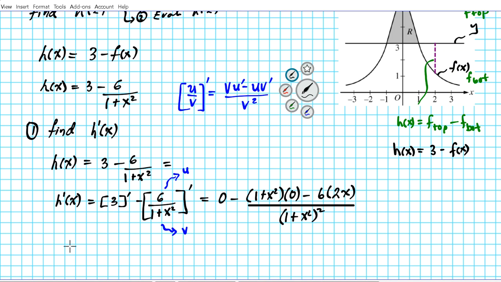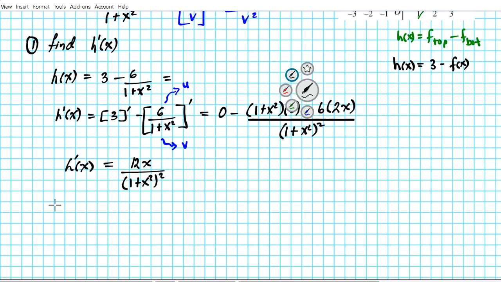Okay, let's make it look pretty. h prime of x is equal to this minus times that minus, which makes it a plus, equal to 12x over the quantity 1 plus x squared, squared. Okay, so we're done with part 1. Part 2, we're done with the calculus part. Now is the algebra part. We're going to evaluate the derivative at the specified value, which is 2.